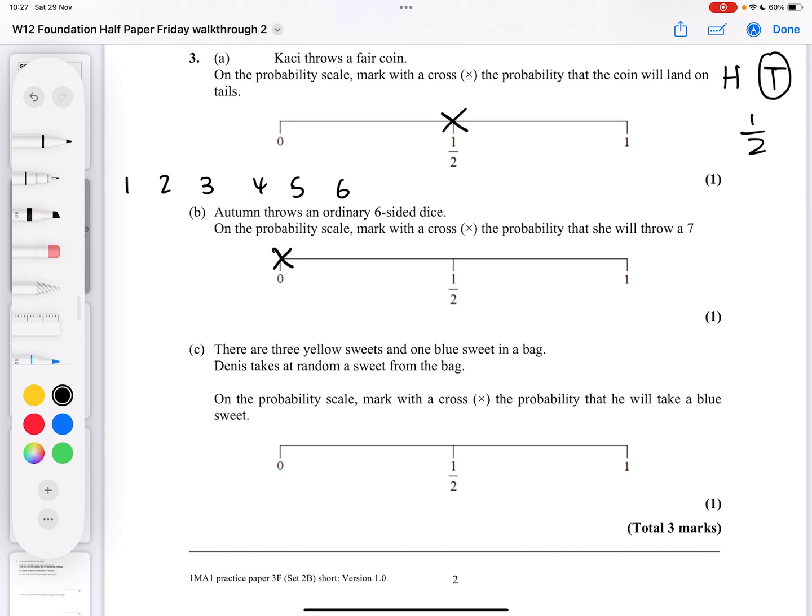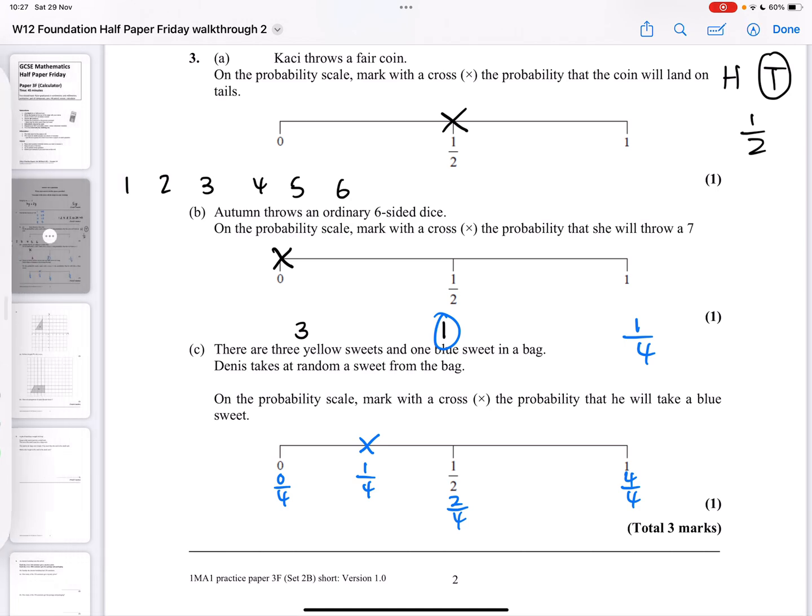There are 3 yellow sweets and 1 blue sweet in a bag. Dennis takes a sweet from the bag. On the probability scale, mark with a cross the probability he will take a blue sweet. So there's 1 blue sweet out of 4 in total. And what we need to do is understand where 1/4 would be on this probability scale. So if 0 is 0 quarters and 1 is 4 quarters, a half is 2 quarters, 1/4 is halfway between 0 and a half. And that's done for 3 marks.